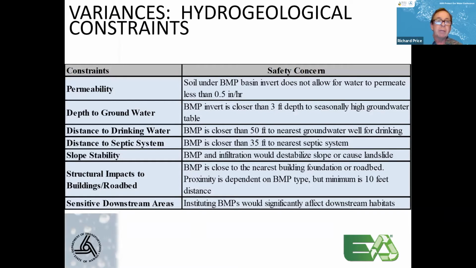So hydrogeologic constraints. Most of our low impact development features depend upon infiltration. And to have infiltration, we need soil permeability. So if the soil has a permeability of less than ½ an inch per hour, there would be a variance from installing an infiltration device there. Similarly, infiltration devices do not function properly if they are discharging directly into groundwater. So if your seasonal high water table is within 3 feet of the bottom of your BMP design, it would be applicable for a variance. Similarly, there's a setback from groundwater wells or septic systems, also from building foundations or road beds.